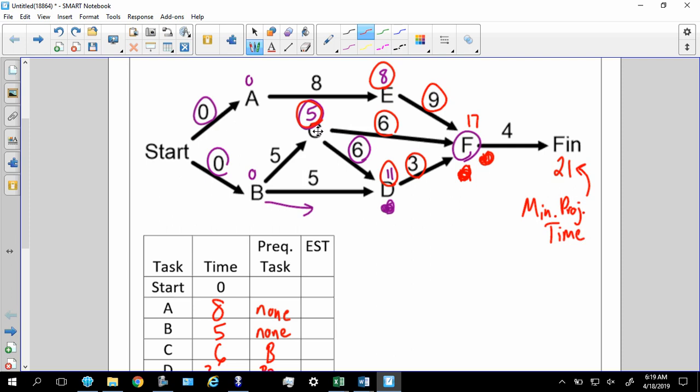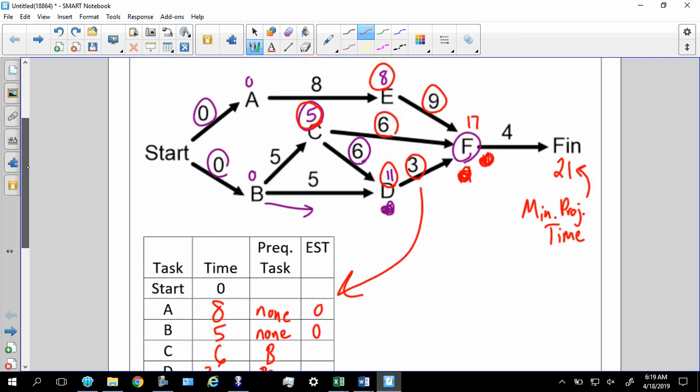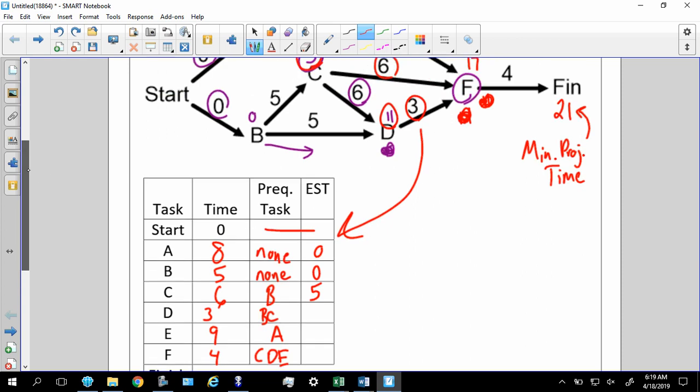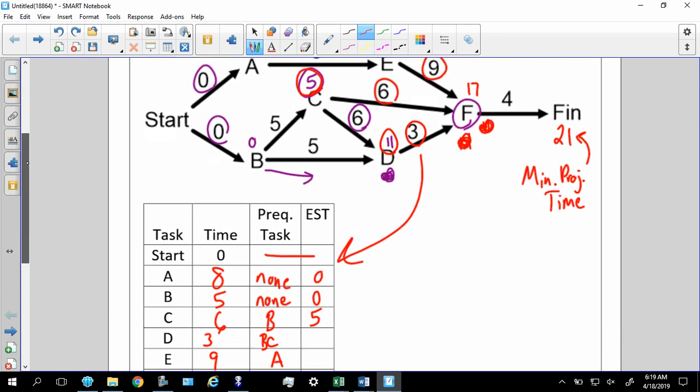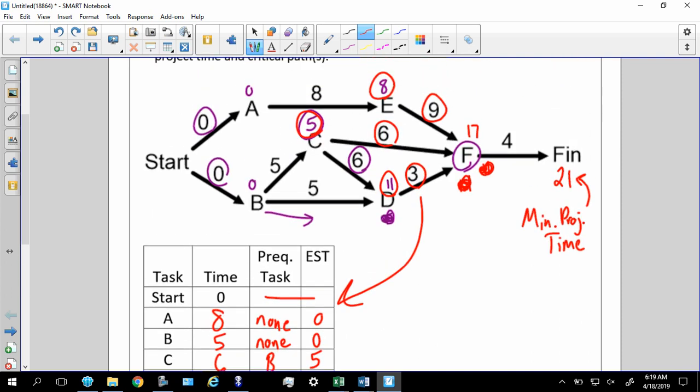So there's all my numbers. I'm just going to put all my numbers into my chart right here. A and B were 0. C is a 5. And of course, nothing goes there for the start. D had an EST of 11. E had 8, and F had, I believe, 17. Now, once we do all this, let me clean this up for a second.